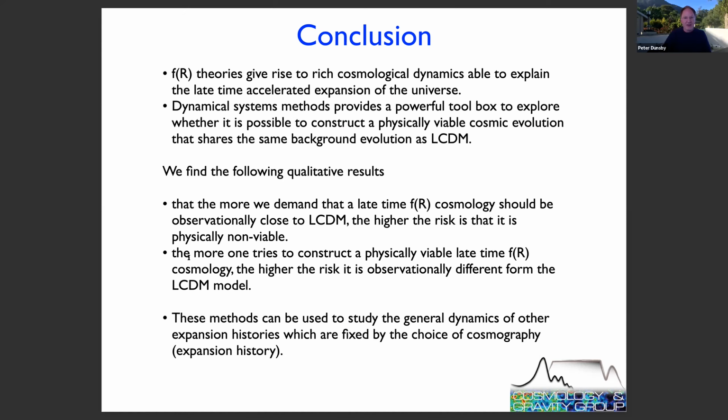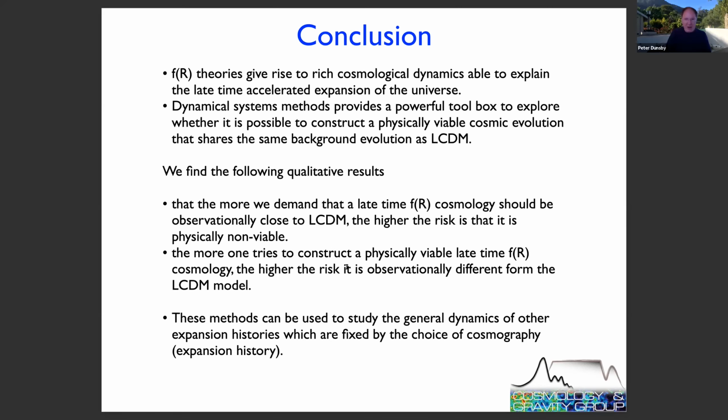The other set relates to a situation where the more that we try and construct a physically viable late time cosmology, in other words, we have the slope of these curves giving the curves staying relatively close to the x equal to zero line for long enough to have an accelerated period of expansion, the higher the risk is that they will be observationally different from the lambda CDM model.